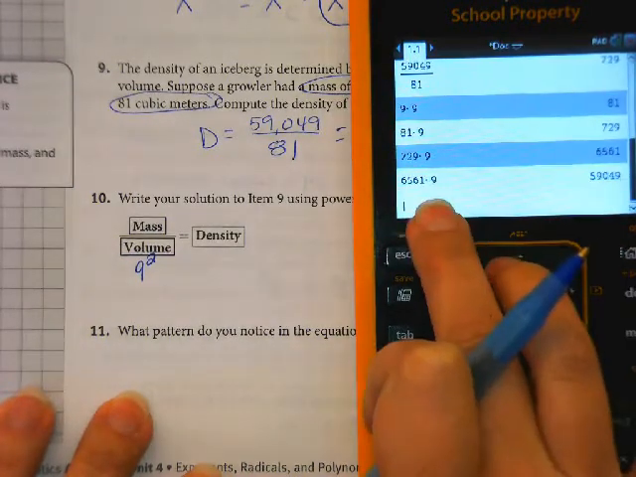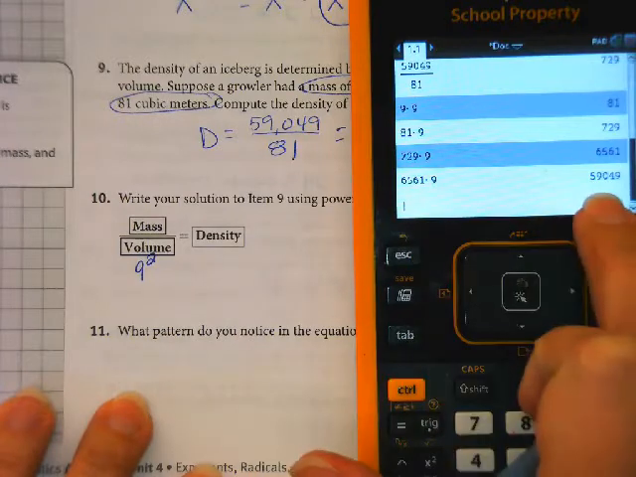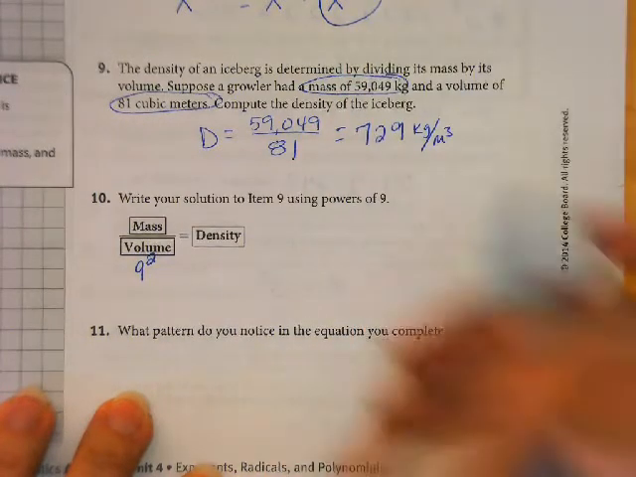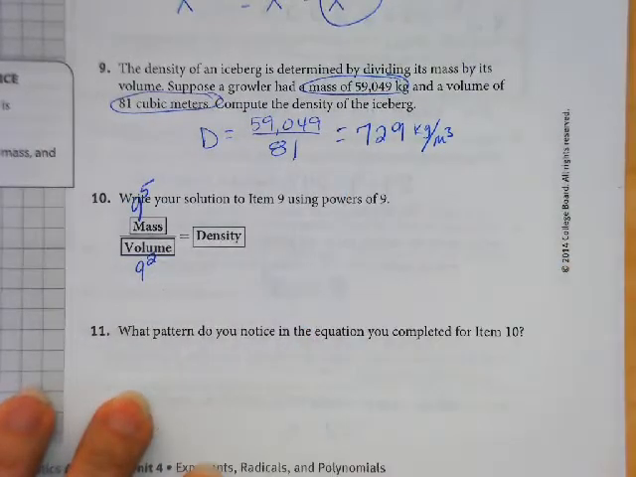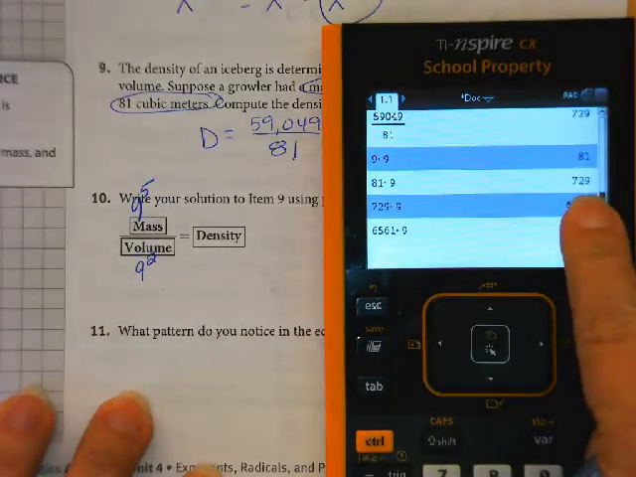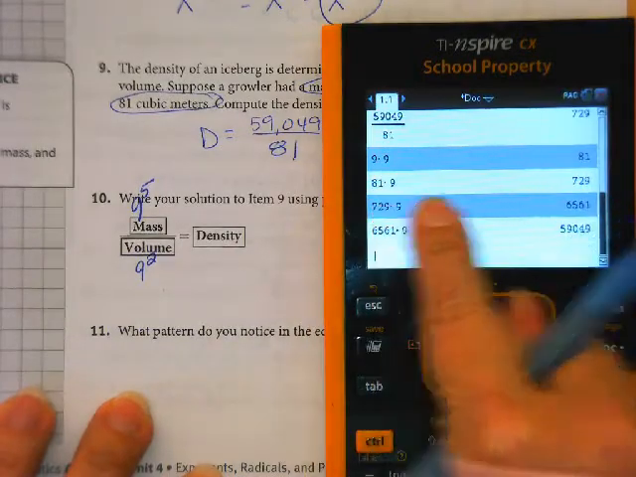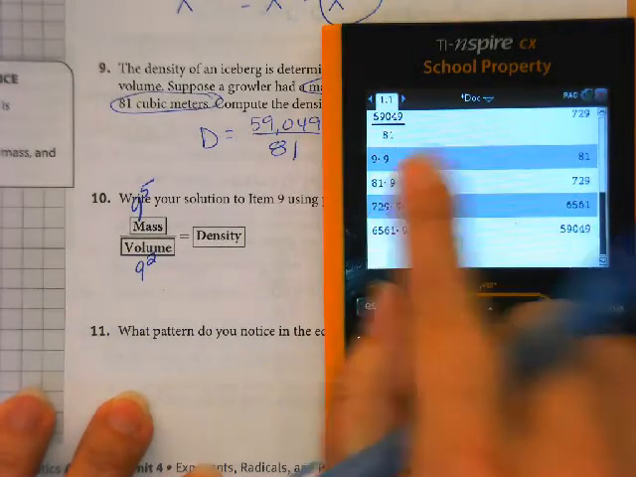So 9 to the 5th gave me my 5,949. Okay, so we can say 9 to the 5th. Now, I wanted to get 729. Well, I already got 729 here. That was 1, 2, 3 nines. Do you see how I got that?